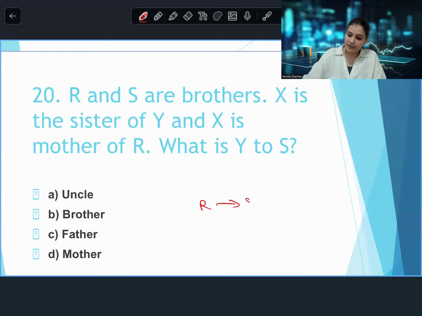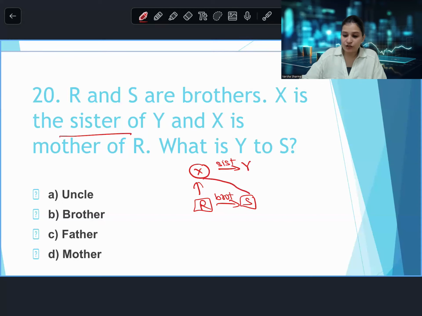R and S are brothers. X is the sister of Y. And X is the mother of R. Who is Y to S? X is also the mother of S then. If X is the mother of R, then X is also the mother of S. So who will be Y? Aunt or uncle? We don't have aunt in the options, so uncle.